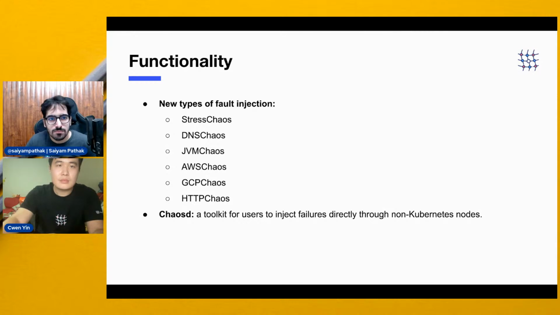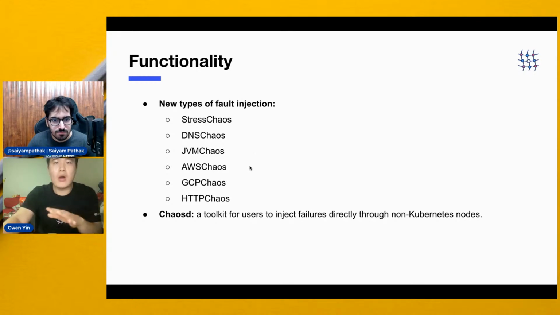Yeah. This year, we also expanded the chaos types, such as stress chaos, DNS chaos, and also JVM chaos. You can use Chaos Mesh to simulate some failures on JVM applications, and also we support simulating some failures on AWS nodes and GCP nodes, and other chaos.